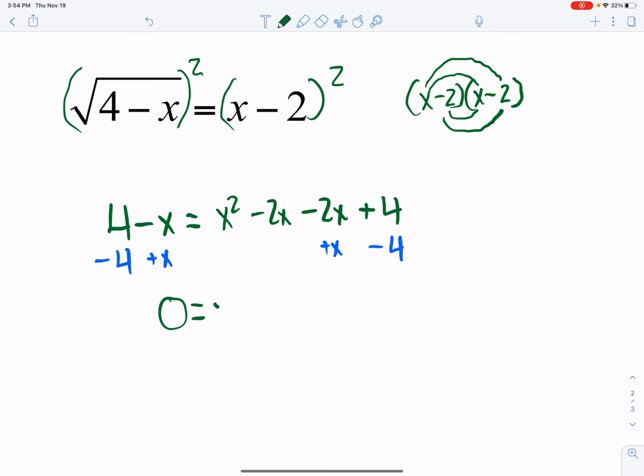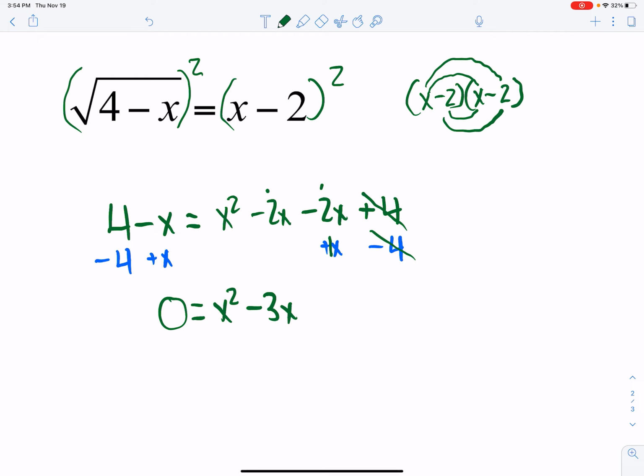On the right side, x squared doesn't have any like terms. For the x's, we have negative 2x minus 2x plus 1x. That ends up being a minus 3x. And the plus 4 and minus 4, because they're opposites, cancel out.